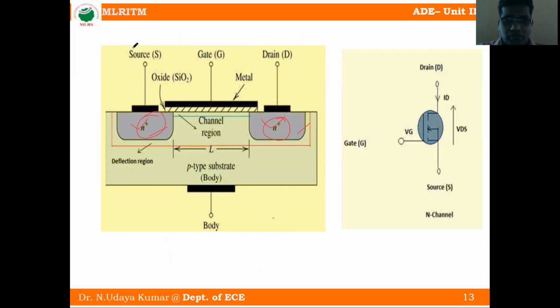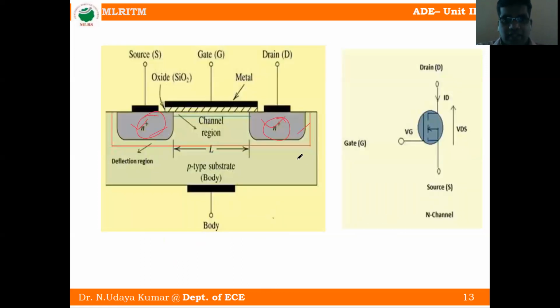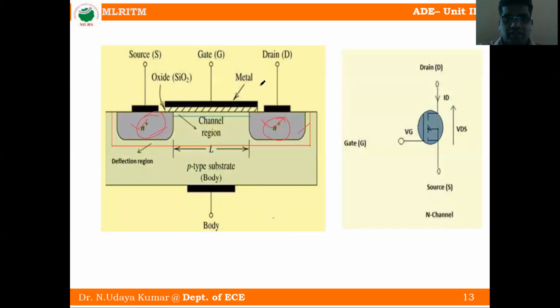We call it as source. You can observe here. This N plus bar we call it as source. Similarly, the other N plus bar we call it as drain. Okay, similar to this way.